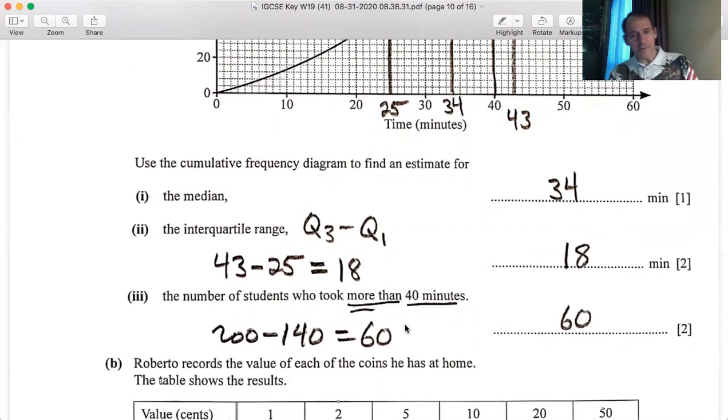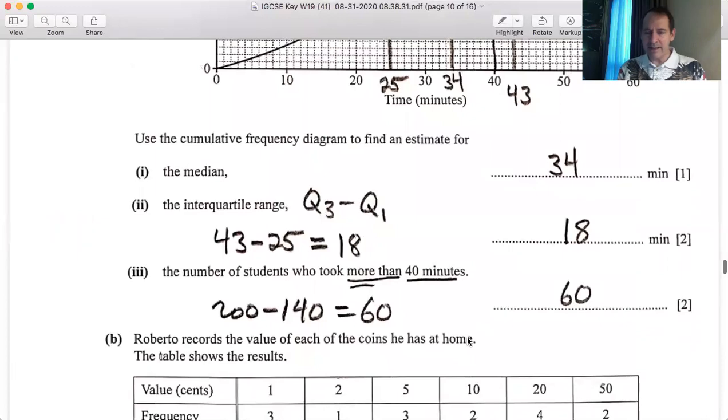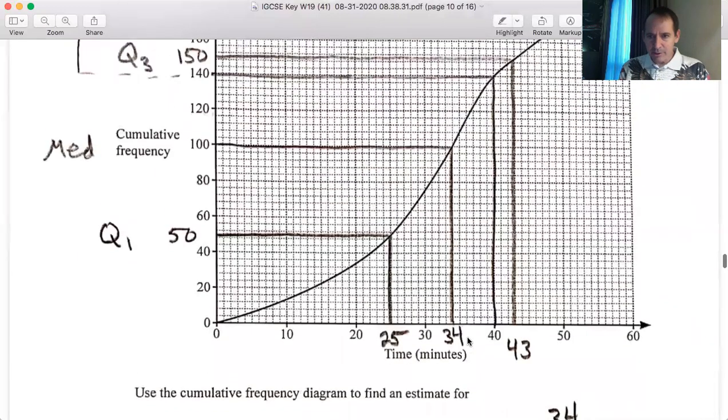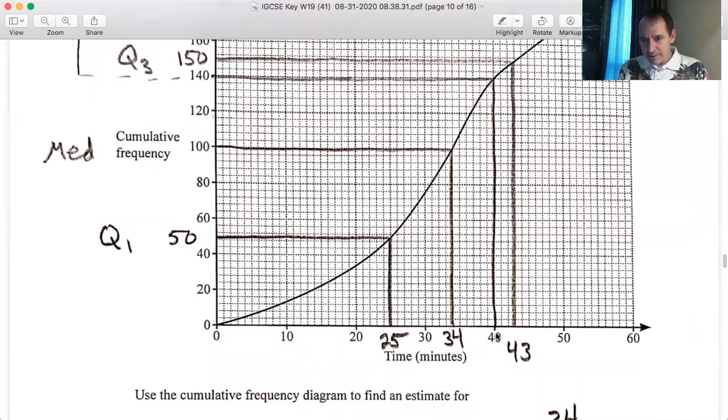Now find the number of students who took more than 40 minutes. So now we're going the other way. We're going from minutes up. So we start with 40, and we're looking at the more than 40 minutes, which is this side, the outer side, not the inner side. It's the outer side. So when we follow the 40 up, we get to our graph right here.